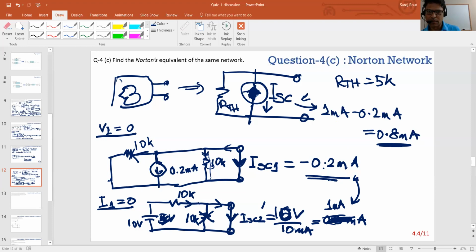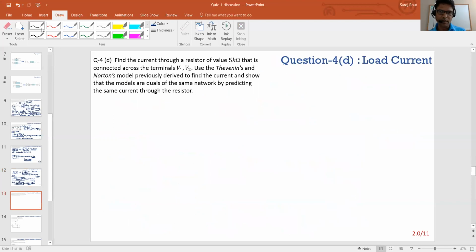So you have a Norton equivalent where you have a current source flowing in this direction with 0.8 milliamps. You have this impedance, which is 5K like before. And as I mentioned in the fourth part of this question, since it's a dual, I just wanted to quickly show that by putting a load.